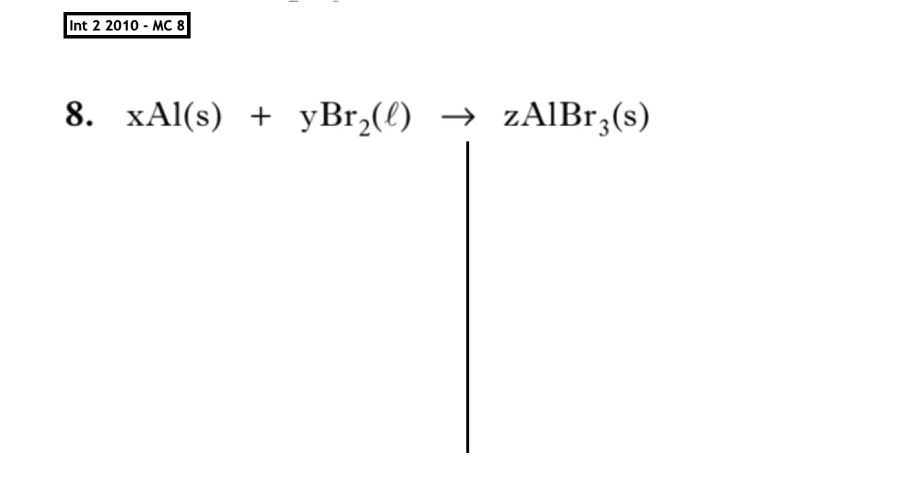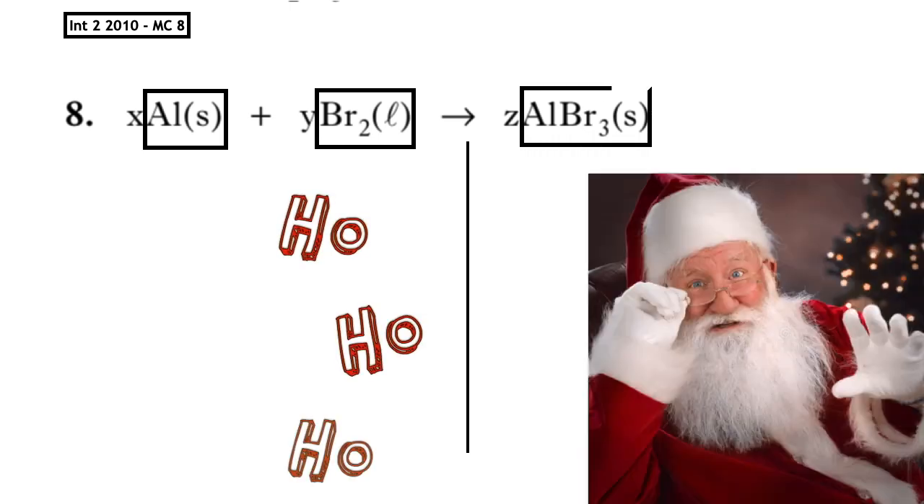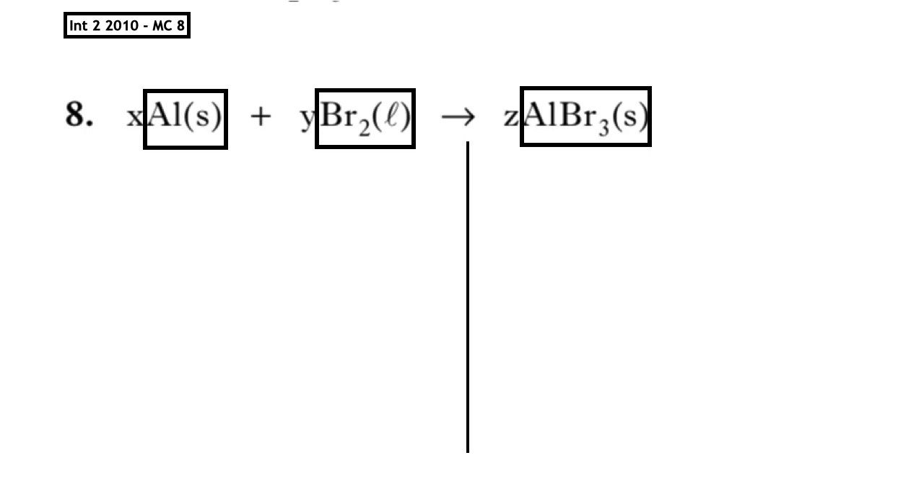This past paper question is from the Intermediate 2 2010 multiple choice 8. So the first step, we have to put boxes around the entities that are given in the equation. Remember, we have to do ho, ho, ho, all other elements, then hydrogen and oxygen last. So we've got aluminium, which is represented by Al, and we've got bromine, which is Br. We mimic that on the other side.